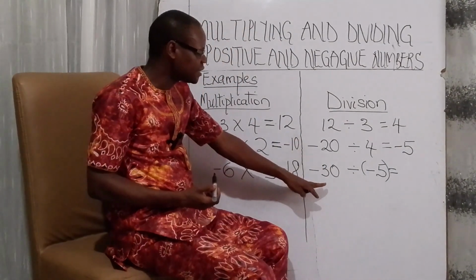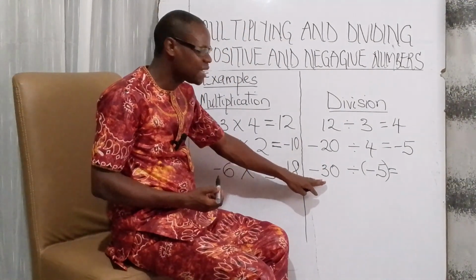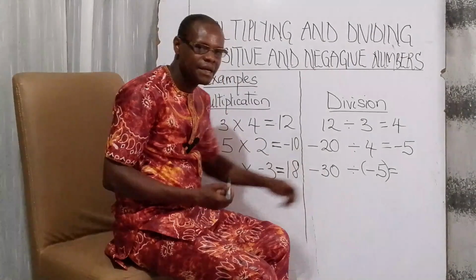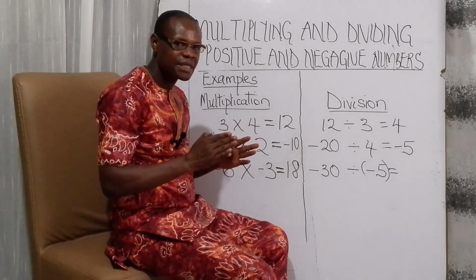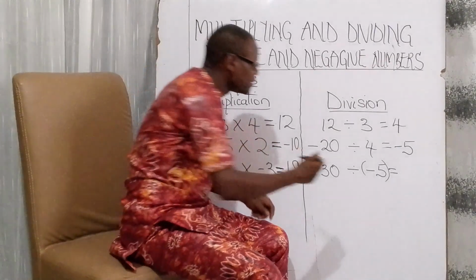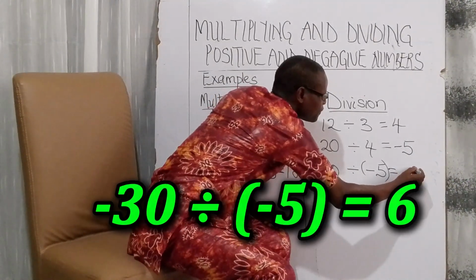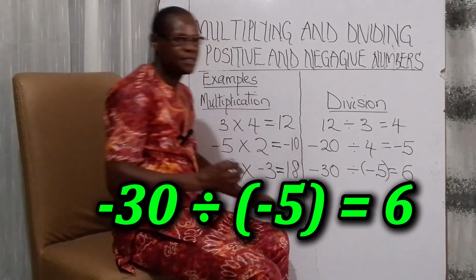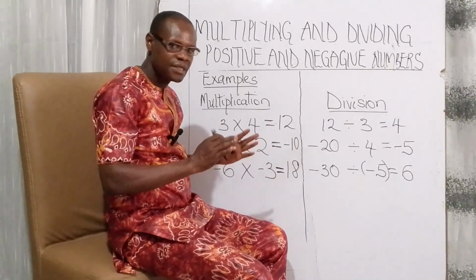And in the last case here, we have minus 30 divided by minus 5. Both numbers are negative, so both signs are the same. So our answer becomes positive 6. So that is how simple it is.